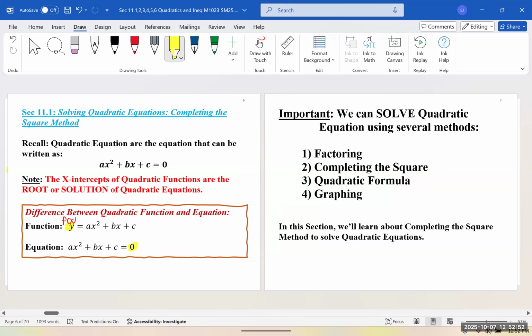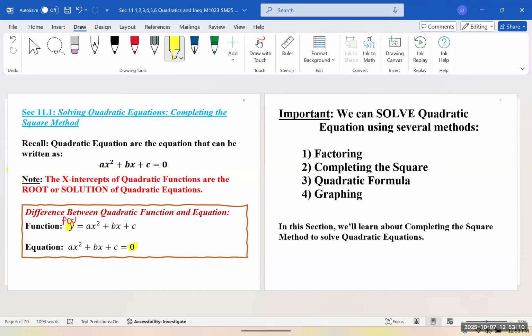How many ways can we solve? There are many methods. One of them is factoring, if it's factorable. Or you can use completing the square. Or you can use the quadratic formula, but you have to memorize the quadratic formula correctly. And the last method is graphing.